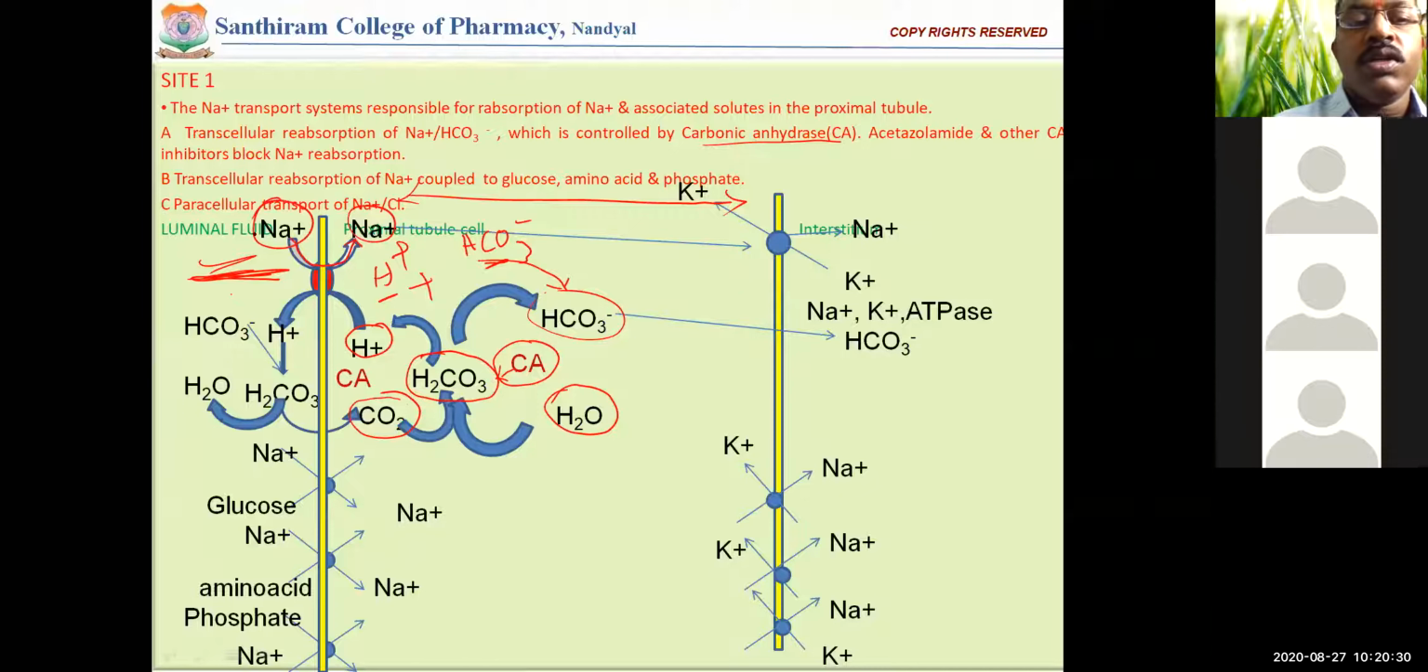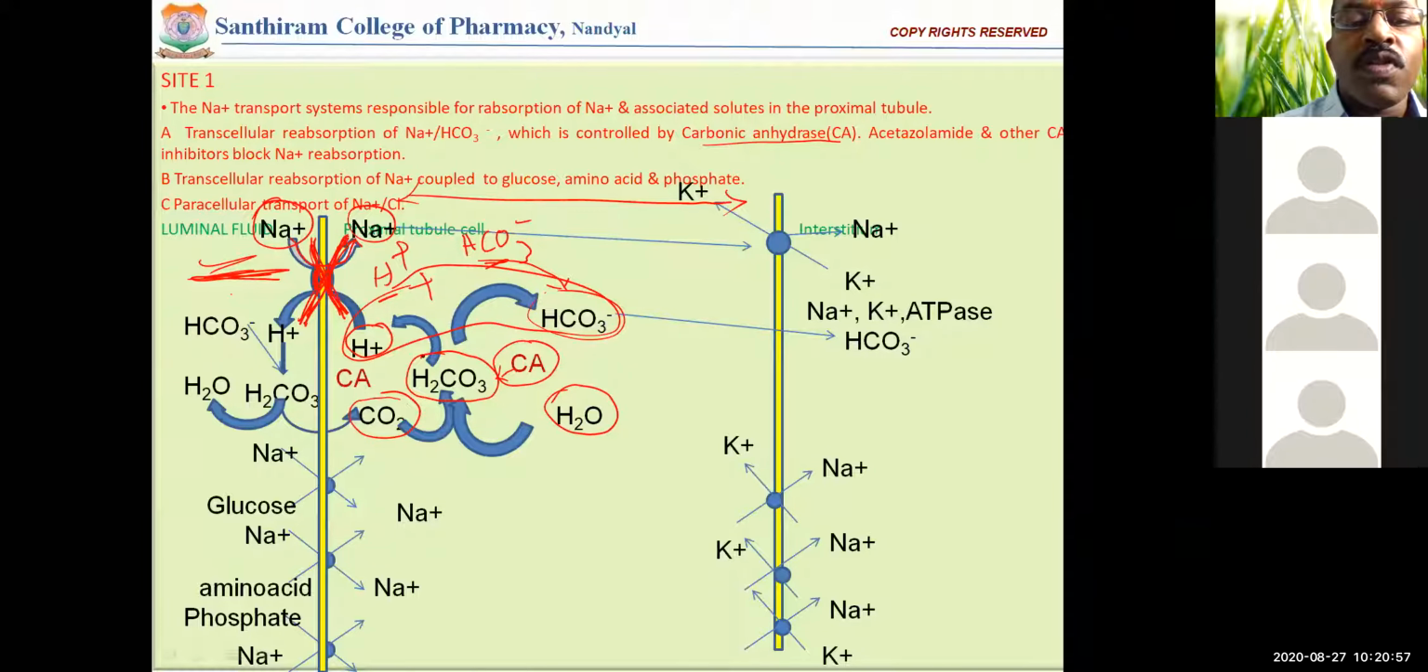This you all have to note. So our main aim is to reduce the ions in the body. That means we have to prevent this particular part. We don't want sodium ions into the body. So what we have to do is, this can be prevented by inhibiting the formation of H+ and HCO3-. How can we prevent the formation of this H+ and HCO3-?